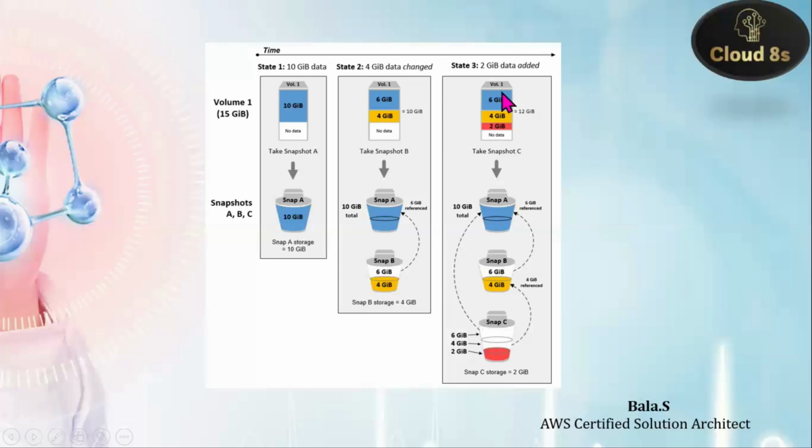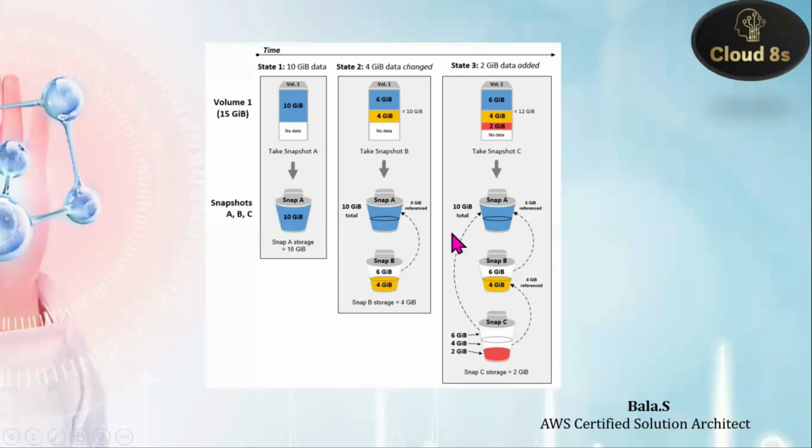So when I'm triggering snapshot C, what will happen? It will capture only 2 GB of data, since the 4 GB has been captured in snapshot B. So the balance 4 GB will be referred to snapshot B. Again, it will check the balance 6 GB of the data, which was captured in snapshot A. So it will refer to the snapshot here. This is the way the cycle happens. Only the incremental data is taken when we are creating a snapshot.